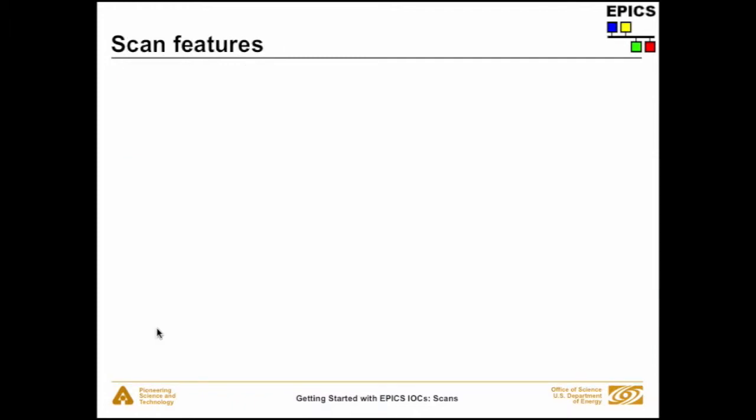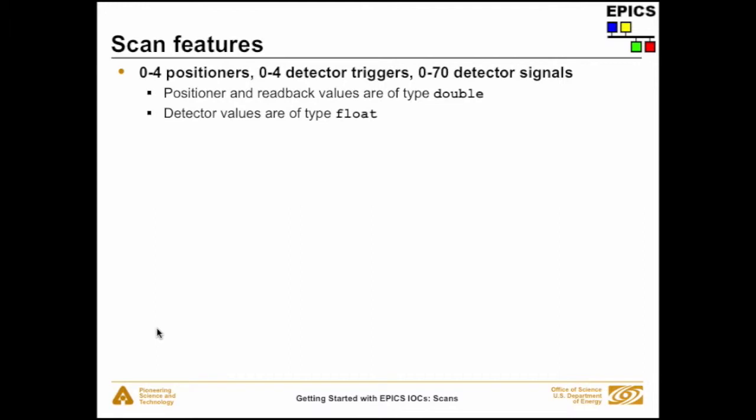So, scan features, there's going to be a whole bunch of them. You can have 0 to 4 positioners, which typically are motors. You can have 0 to 4 detector triggers and 0 to 70 detector signals. If you have 0 of all of those things, nothing's going to happen, right? But you can have 0 of any combination of those things. You can just use this as an oscilloscope, for example, and just have detectors. Or you can just use it as a manipulator and just have positioners.